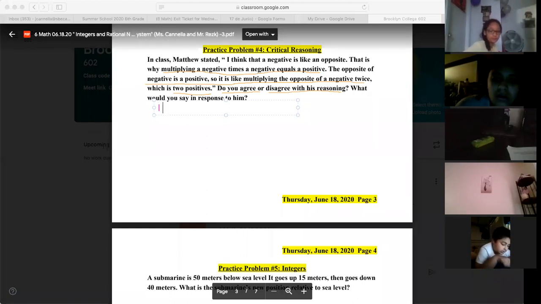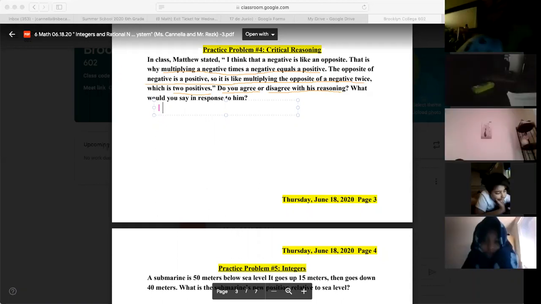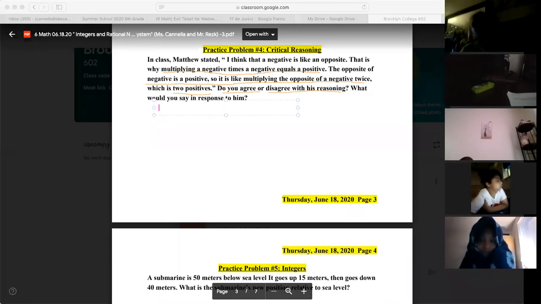All right, let's look at it. I think a negative is like an opposite. So the opposite of a negative is a positive. Well, that's true though, right? That is why when you multiply a negative times a negative, it equals a positive. So do you agree with that statement? Yes. Do you agree that the opposite of a negative is a positive? That's true, right? So it's like you're multiplying the opposite of a negative twice, which is 2 positives. A negative times a negative is a positive, yes? So do you agree or disagree with Matthew's reasoning?